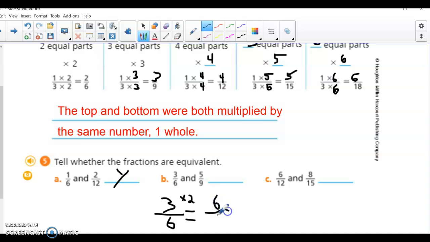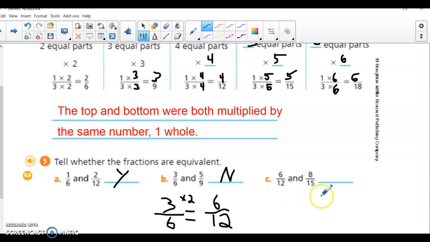If I multiply the bottom by 2, that's going to be 12. So 3/6 equals 6/12, but 3/6 does not equal 5/9. Another way I know that is because I can see 3/6 is 1/2. Well, 5 is not half of 9, so that's got to be no.